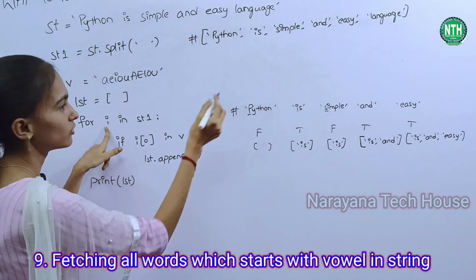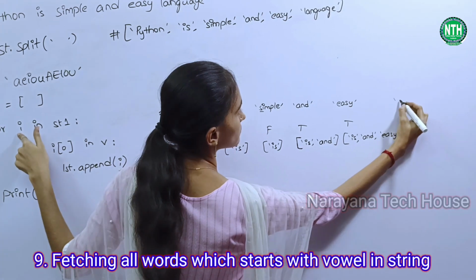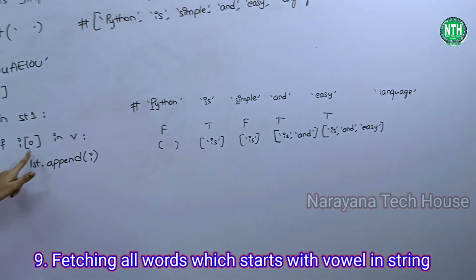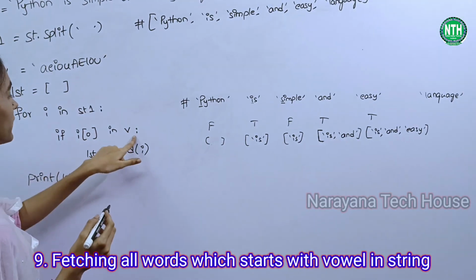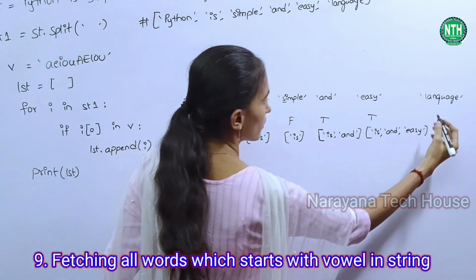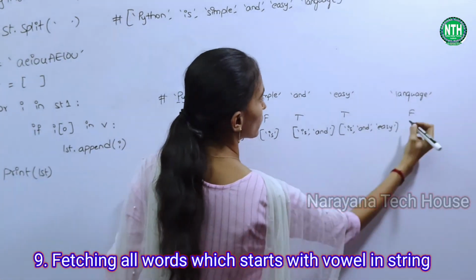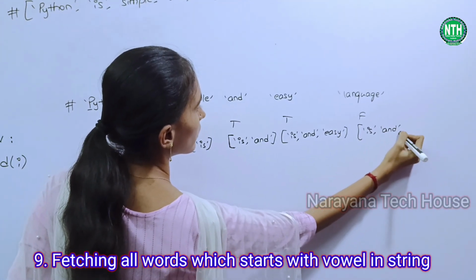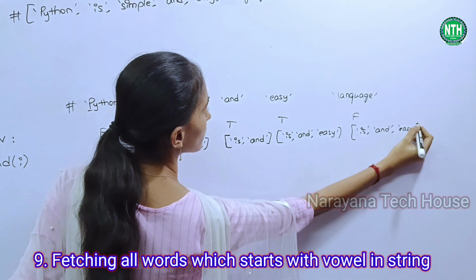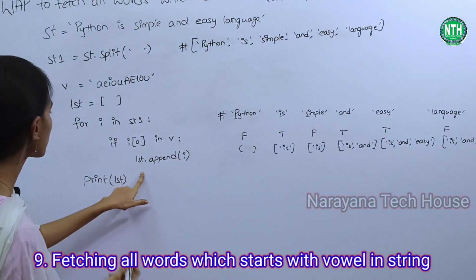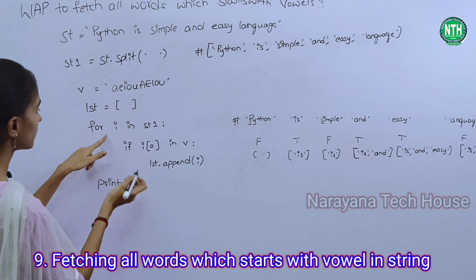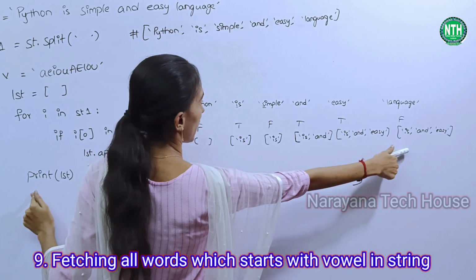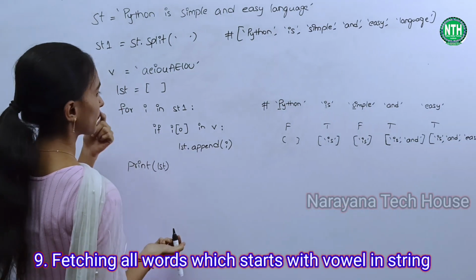What is the next time i value? Language. i of 0 means L. L in V, is it true or false? False. So here no appending. Before, what is there? Is, and, and easy are there. So after the if condition, the for loop is over. Outside of the for loop, the print function is there. Print of LST means last one is what? Is, and, easy. These three are appended.